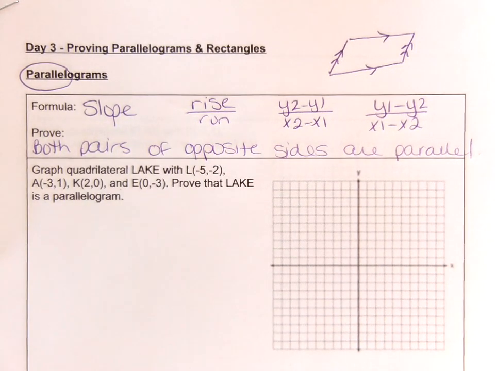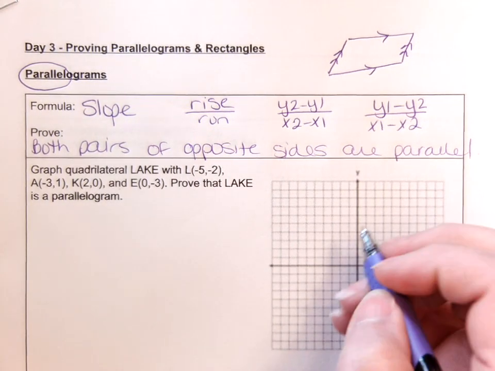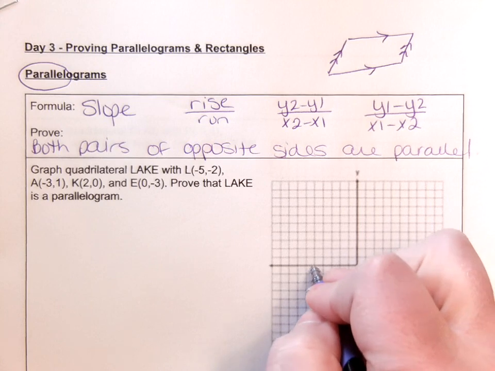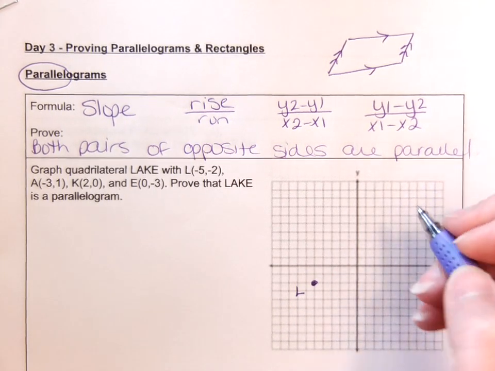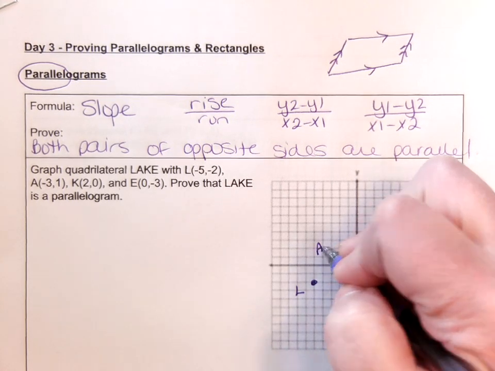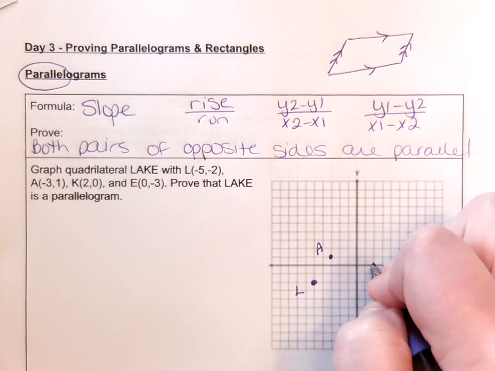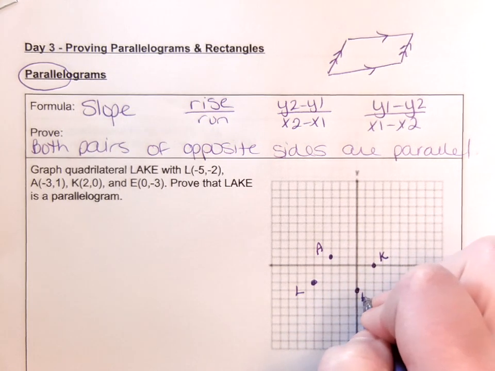So our first example that we have here, we're going to graph quadrilateral LAKE. So let's plot those points. So L is at (-5, -2). Make sure you label your points. A is at (-3, 1). K is at (2, 0). And E is at (0, -3).